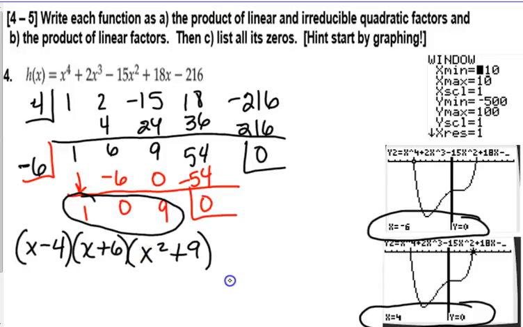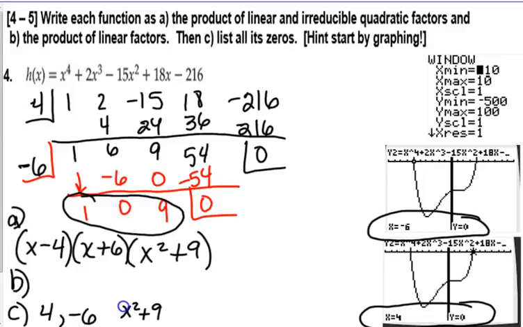Okay. Does that factor? It does not factor. Are we at part A, the product of linear and irreducible quadratic factors? Yes, so this is the answer to A. The answer to B is we have to factor this somehow. So my answer is find C first. The zeros are at 4, -6, and what?